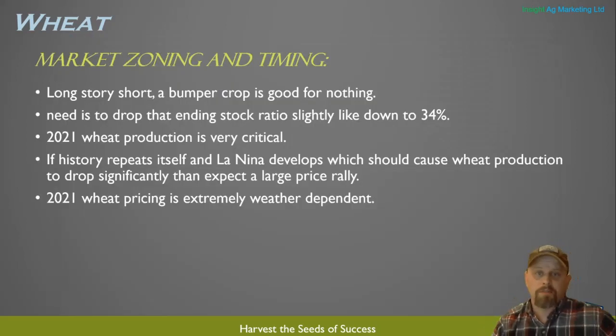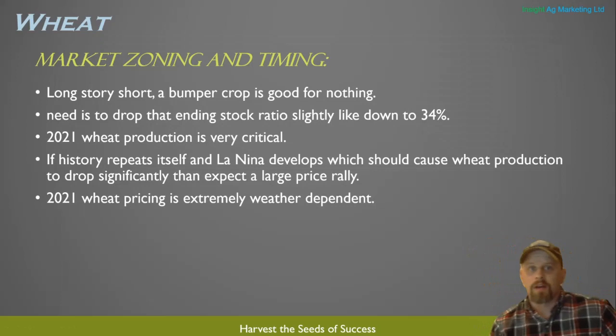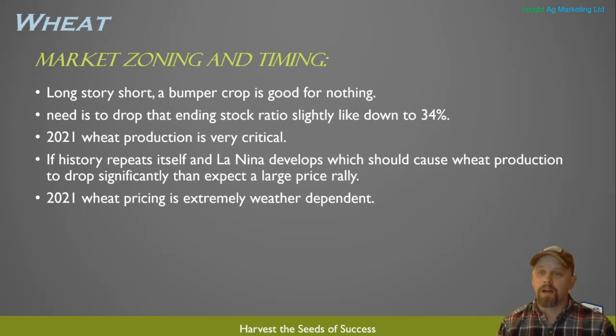So let's talk about some market zoning and timing. Long story short, a bumper wheat crop is good for nothing. There needs to be a drop in the ending stocks for the price to really drop. I think it's around that 34%, and then the prices will start to come back right up.